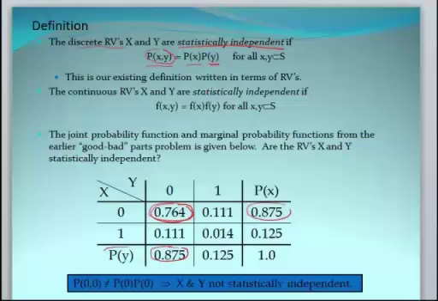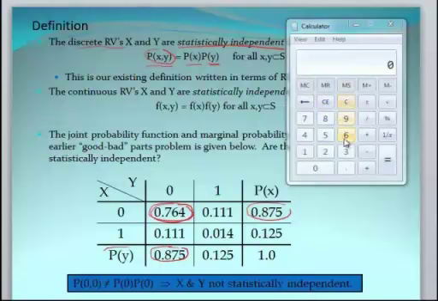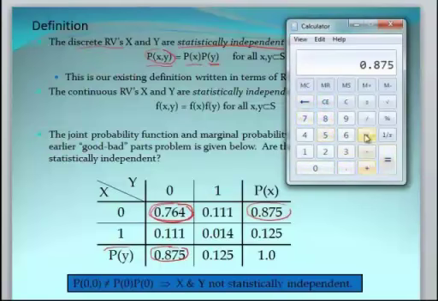So we can try that. We'll whip out our handy dandy calculator and take 0.875 times 0.875. These two things multiplied together give 0.765. Wait a minute, it's not quite the same. So even though it's quite close, which indicates that they're pretty independent, they're not identical, and so they are not actually statistically independent. We're going to explore these ideas in more depth.